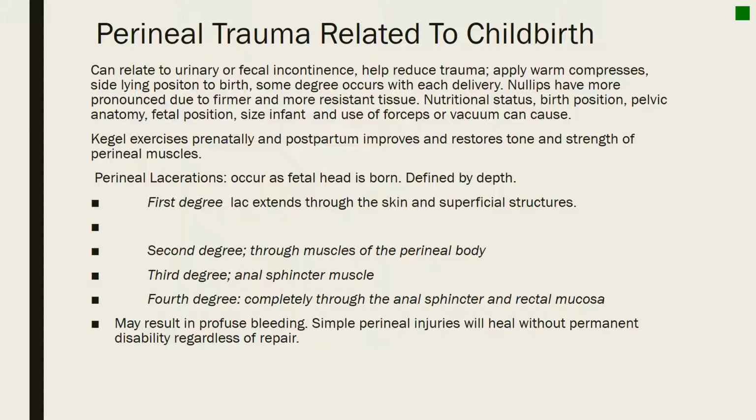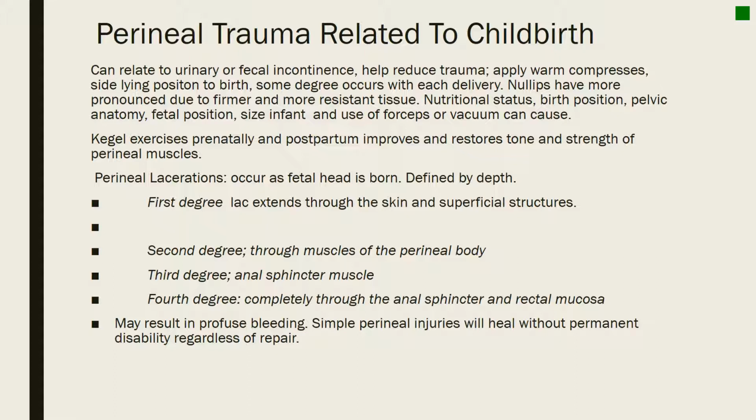Perineal trauma can relate to urinary or fecal incontinence later in life. We want to help reduce this trauma. Apply warm compresses, use the sidelying position to birth the baby. Some degree of trauma occurs with each delivery. Sometimes it's very minute. Nullips have more pronounced injury due to firmer tissue with more resistance to stretching.